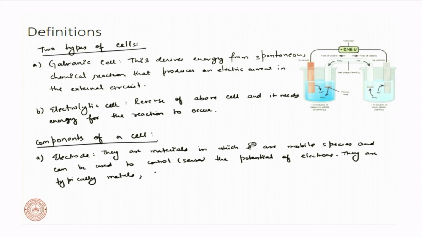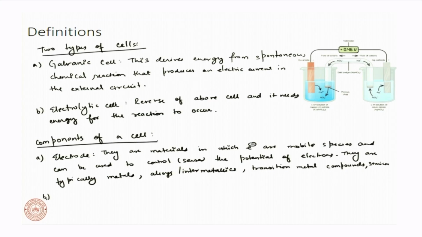Can be metals, it can be alloys or intermetallics. They can be some transition metal compounds, metal systems. Can be semiconductors and so on.